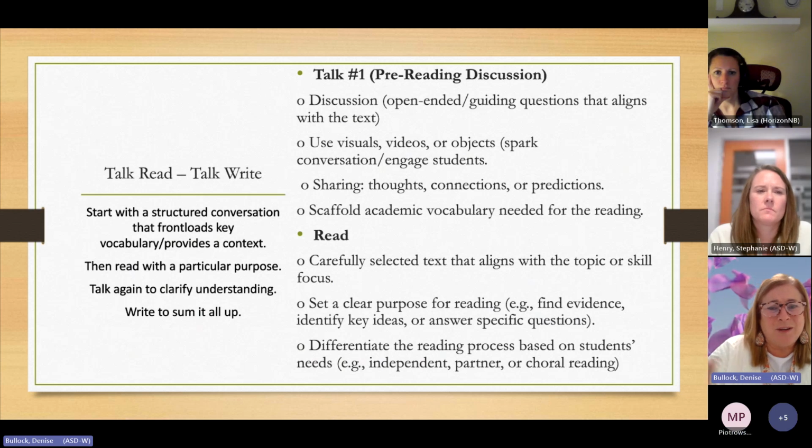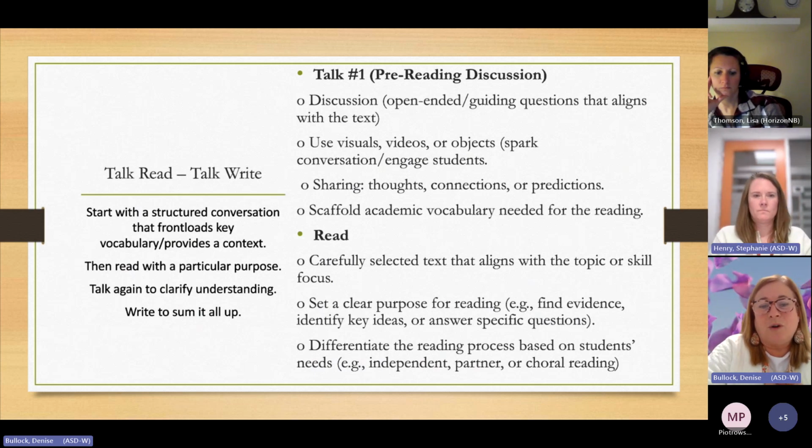At that time, you can be sharing some of your thoughts. The kids can be sharing, maybe making connections with what you're saying. And you might want to try to predict what they think is going to happen in the story. Then, of course, you're going to get into reading the story. So you're always mindful of picking reading materials that are age appropriate, of course, and that align with the skill that you want to focus on, and the level of the kids.